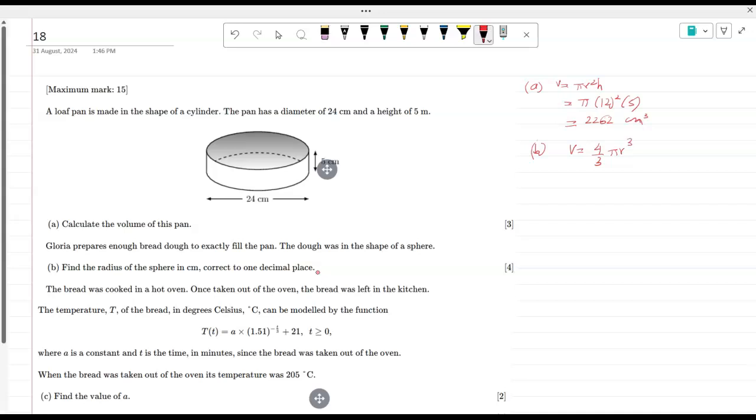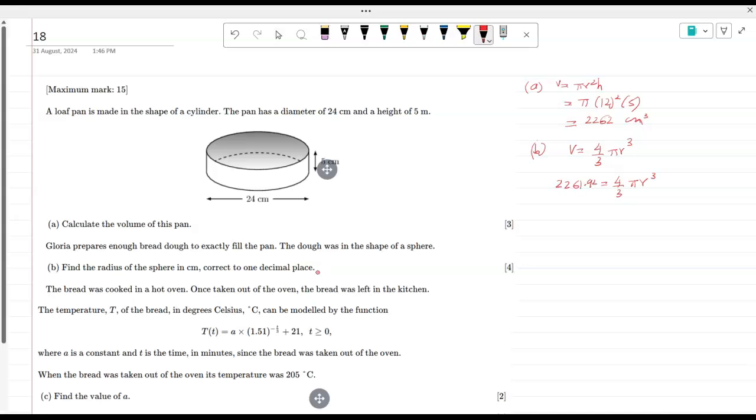What is the volume of the sphere? 2262, no? That's the volume. The pan is a cylinder, but the dough is filling up the pan fully. Okay, so 2262 equals... No, don't use 2262, please. Use 2261.946.